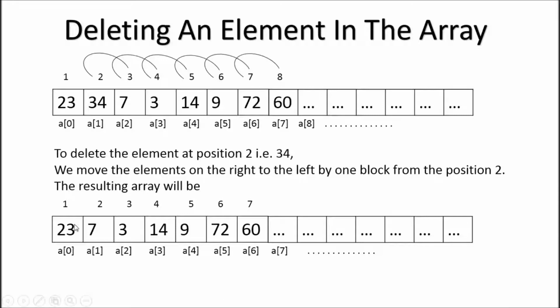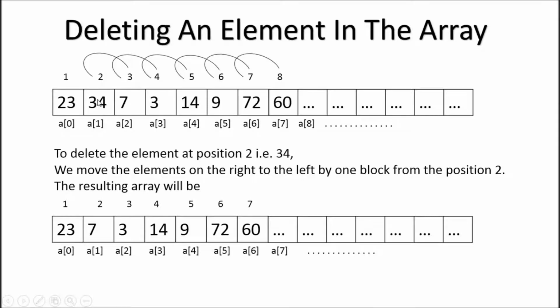So here, if you want to delete the element at position 2, what we do is bring 3 to 2 and bring the value at 4 to 3, 5 to 4, 6 to 5, 7 to 6, and 8 to 7. So that's what we do. We don't destroy or unallocate memory for a particular value in the memory. To delete the element at position 2, this will be the technique. So we move the elements on the right to the left by one block from that position.